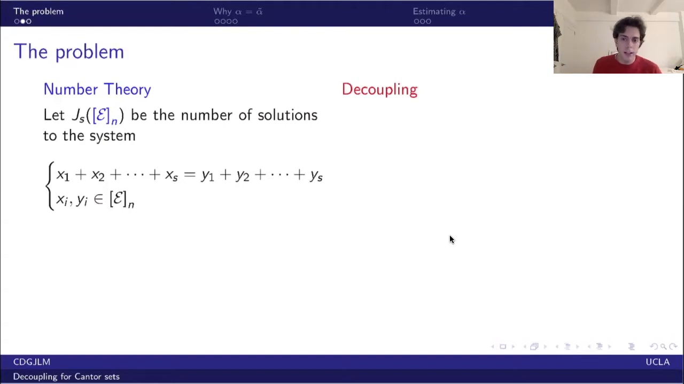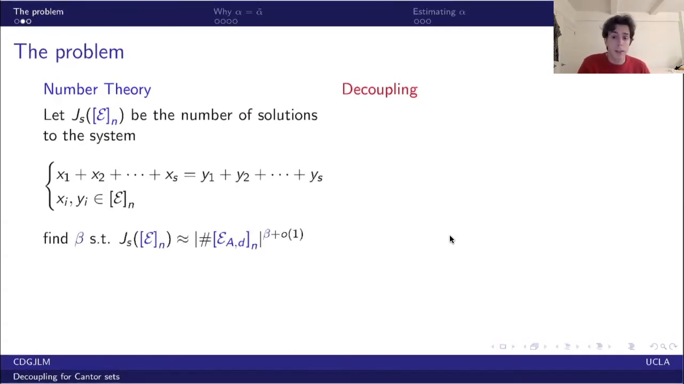So we'll define an exponent, beta, that's going to tell us how this J_s grows as the size of our ellipsephic set E of A, d, n grows. This is motivated by work by Kirsty Biggs, who studied this problem. And then we wanted to relate this problem more to decoupling. And on the decoupling side, we'll just set up an associated decoupling problem.